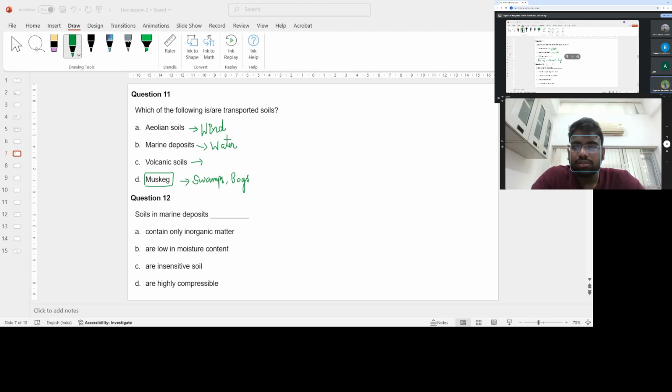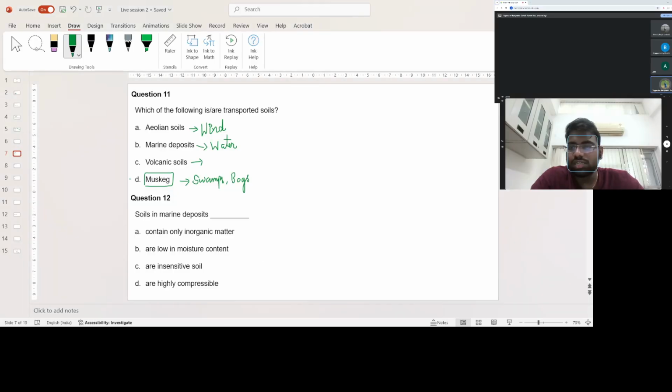Okay. So the correct options as far as this is concerned: except muskeg, all are transported soils, at least to an extent.